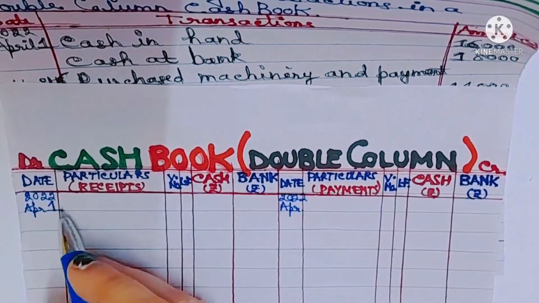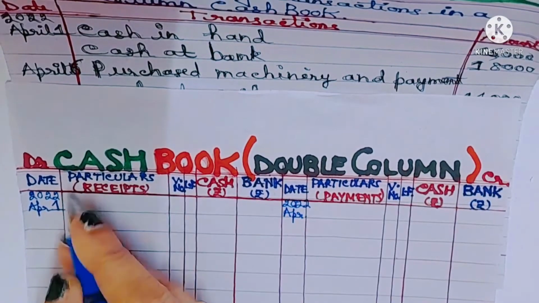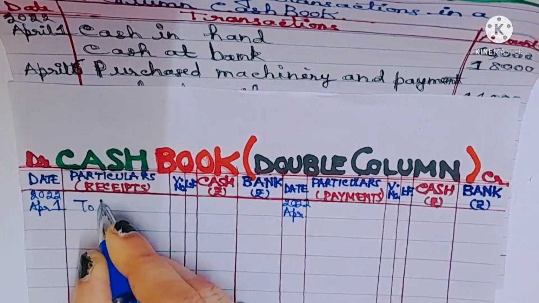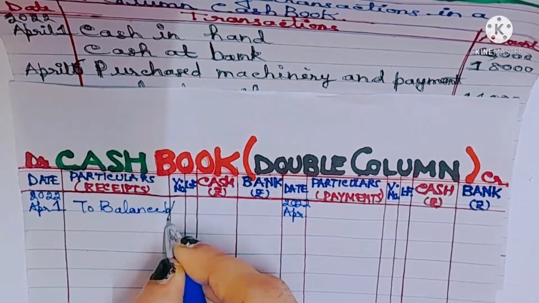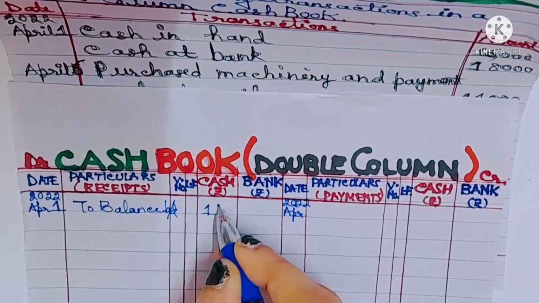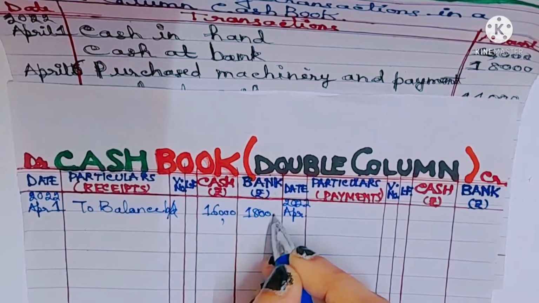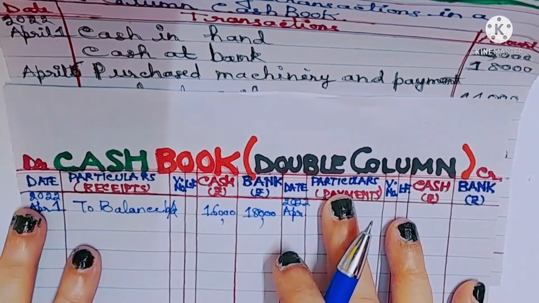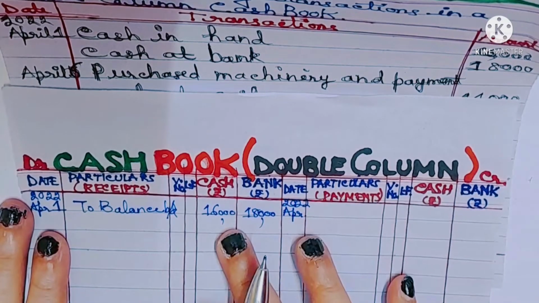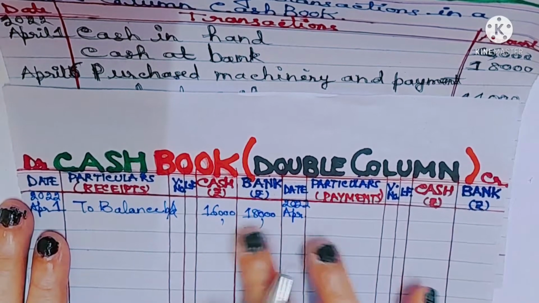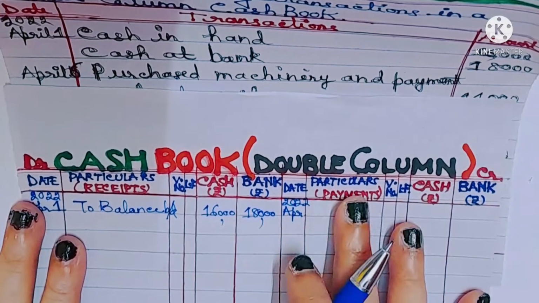On 1st April 2022, cash in hand, how much? Cash in hand 16,000, to balance BD 16,000, and cash at bank 18,000. There will be no journal entry, so the question of narration does not arise. Okay, this is the opening balance of cash in hand and the opening balance of cash at bank. Both are debit balances. We don't have to prepare any journal entries, so the question of narration does not arise.